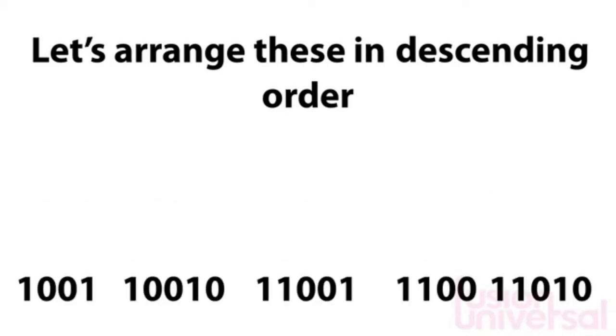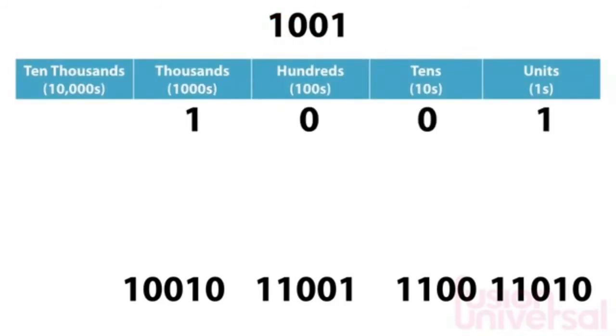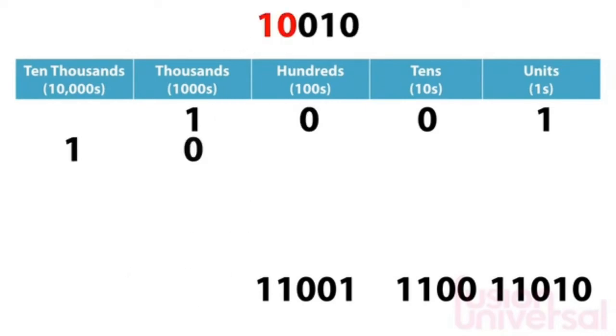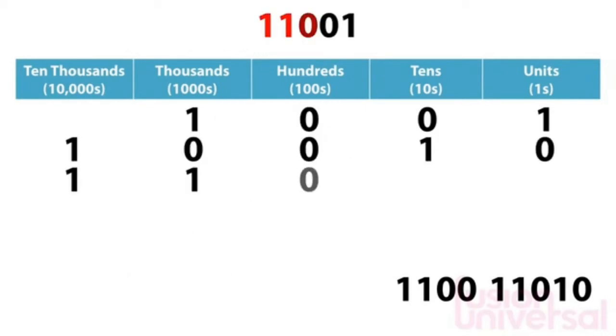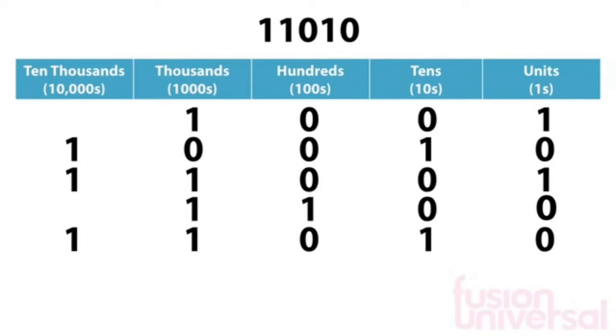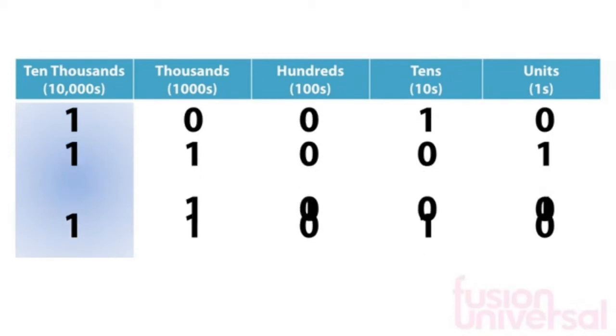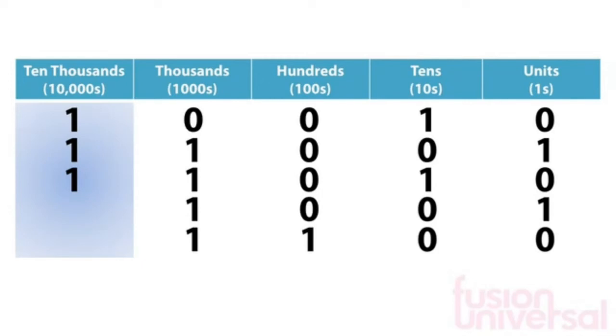Once again, let's put these numbers into a table. 1001, 10,010, 11,001, 1,100, and 11,010. Because we are looking at the largest number first, we look at the 10,000s column, and we can see the largest number is 1, so we select these first and put them at the top of the table.